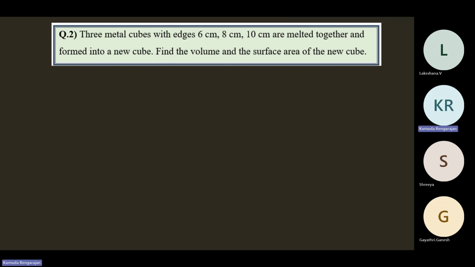Three metal cubes with edges 6 centimeters, 8 centimeters, and 10 centimeters are melted together and formed into a new cube. Try. Find the volume and surface area of the new cube.